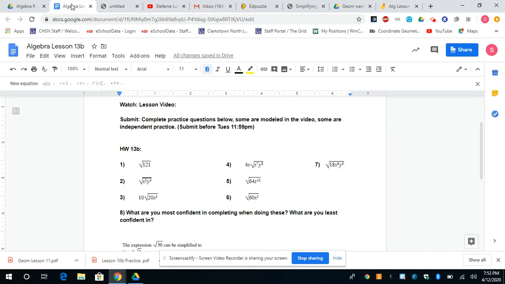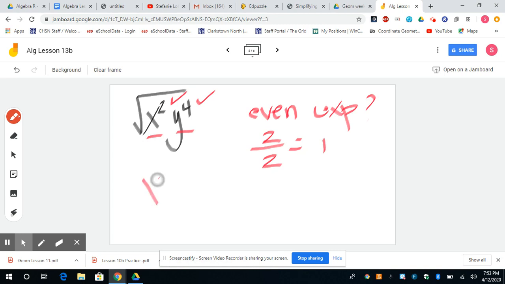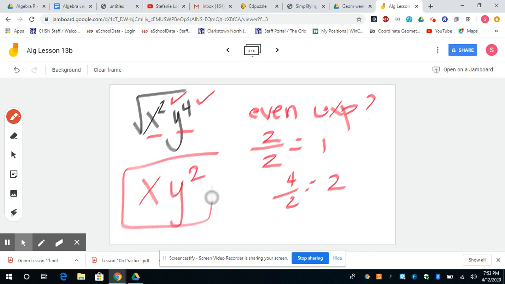This one is on the homework. This is number 2. So again, think about, are these perfect squares? Are they even exponents? If they are even exponents, all you do with the exponents is divide it by 2. So yes, they are both even. So you can take the square root of both. So 2 divided by 2 is 1. So we have x to the first. And then 4 divided by 2 is 2. So we have x to the first and y squared. Nothing is under a radical anymore because we can take the square root of both. Okay, everything's simplified.